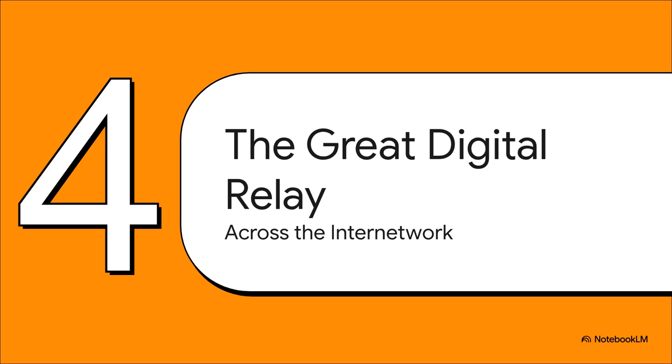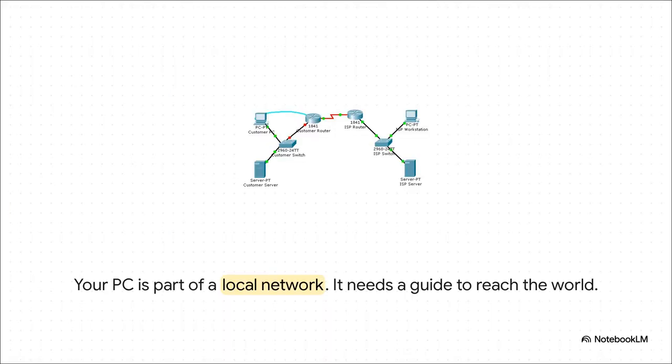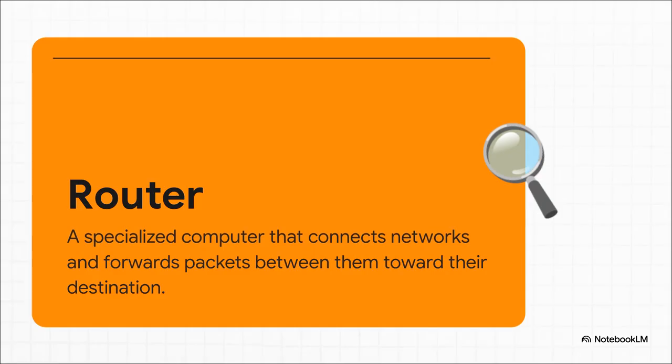Okay, our packets are addressed, they're all packed up, and they are ready to go. Now, the really incredible part of the journey begins, a super high-speed relay race across the internetwork, this huge global collection of interconnected networks. So your computer, that customer PC over there on the left, it's just sitting on your little local network at home or at the office. To get a message out to the big wide world of the internet, its packets have to be sent to a special guide first, a device that knows how to connect your small network to the much, much bigger one. And that guide is called a router.